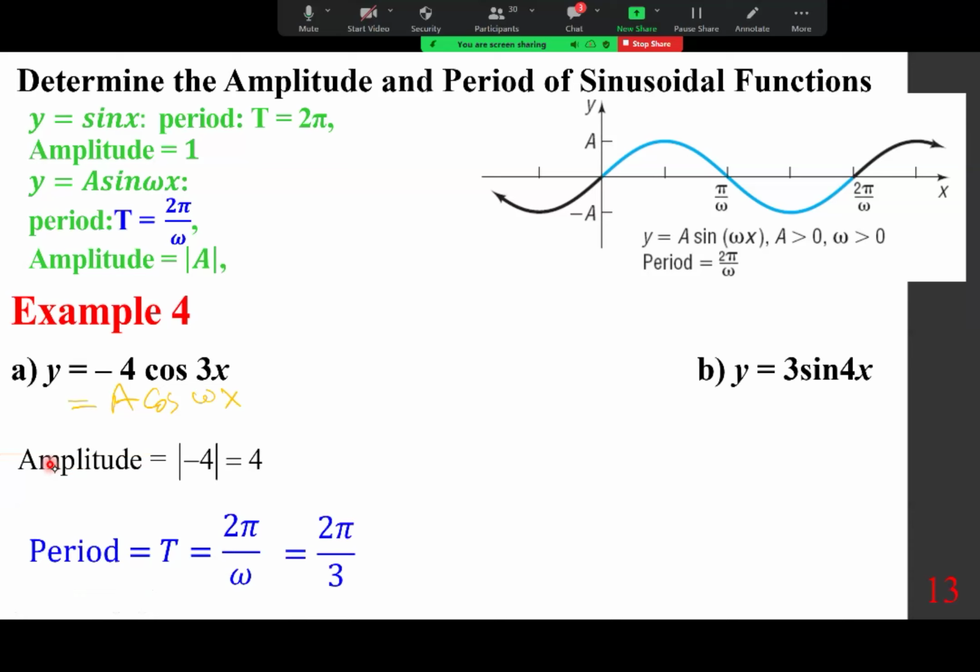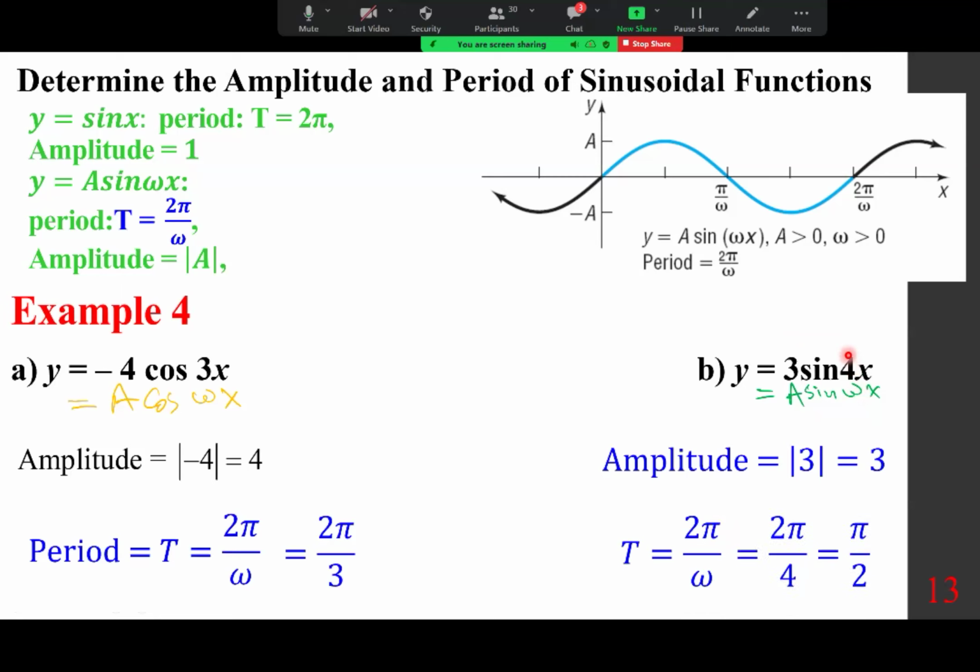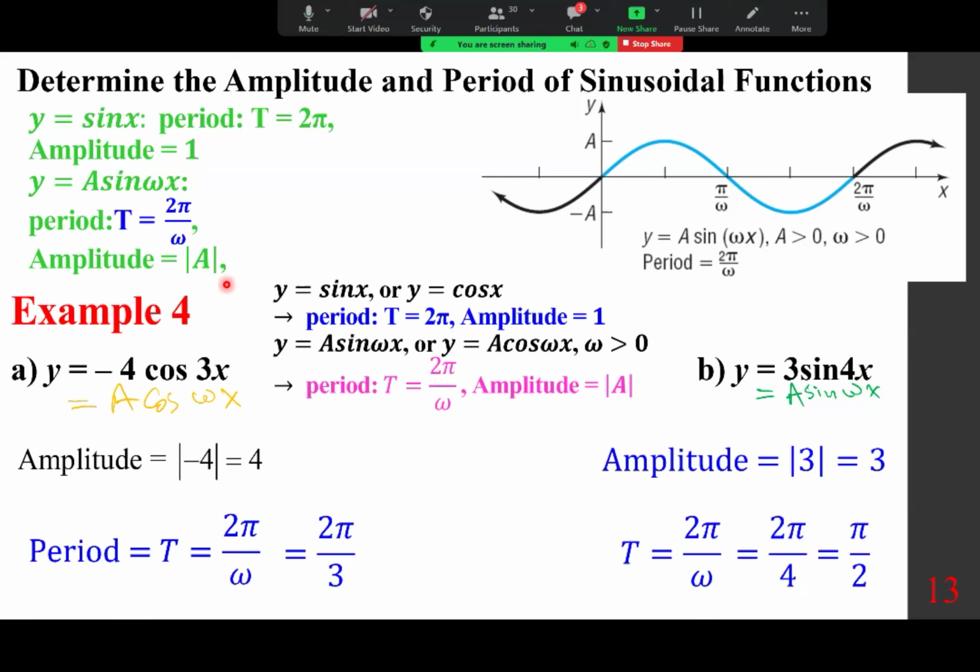Y equals 3 sine 4x. Let's do the same thing here. A sine omega x. The amplitude is absolute value of 3, which makes it 3. The period is 2 pi over omega, which is 4, and it makes it pi over 2. And again, the whole thing is here. The synopsis of what we need to know about sinusoidal functions.